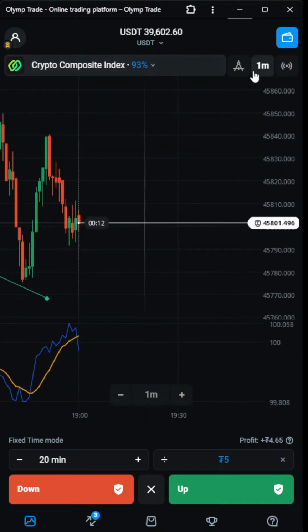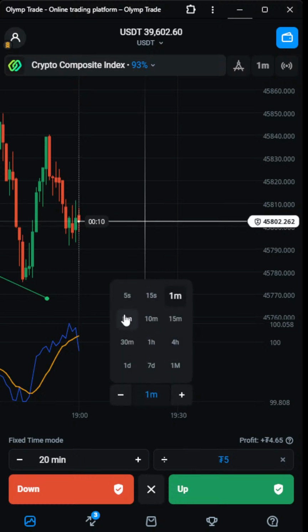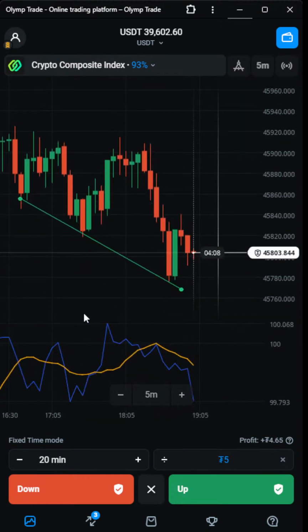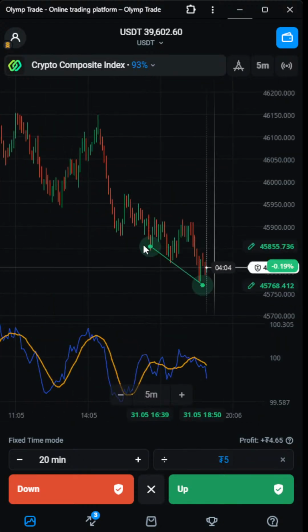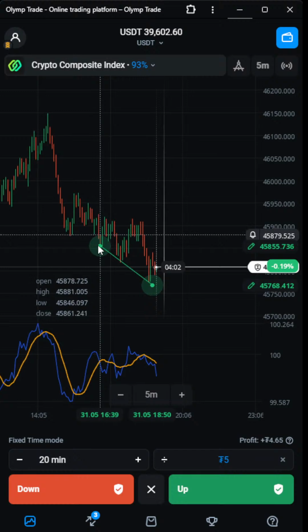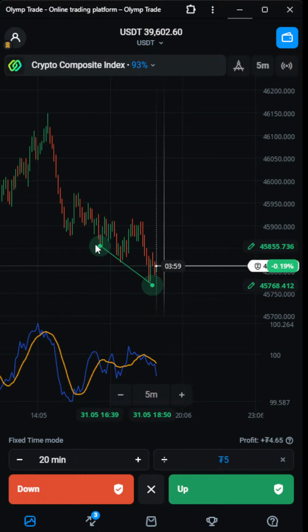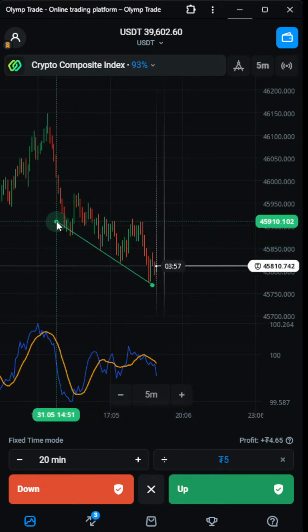Let me switch the graph to 5 minutes now. Can we find any signal at that moment or not? Okay, so no signal apart from this. This line can also be stretched to this moment. Hold on a second, guys. Let me just draw the trend line.